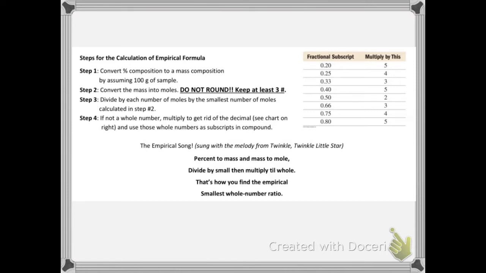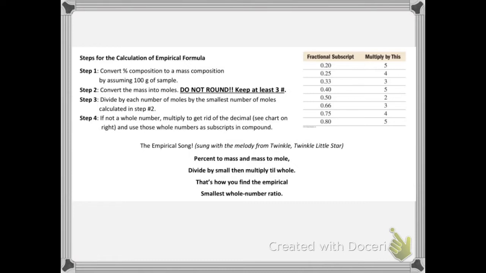Percent to mass and mass to mole, divide by small, then multiply till whole. That's how you find the empirical smallest whole number ratio. Percent to mass and mass to mole, divide by small, then multiply till whole.